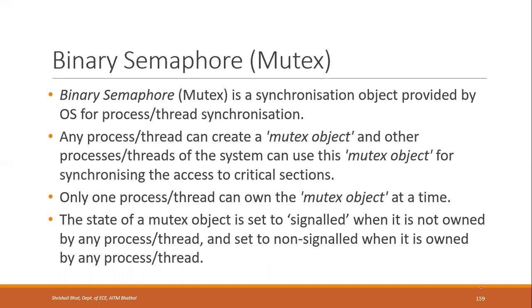Only one process or thread can own the mutex object at a time. The state of a mutex object is set to signaled when it is not owned by any process or thread, and set to non-signaled when it is owned by any process or thread. When it is already owned, it will be non-signaled, which means it is not available to the other processes. When it is not owned by any process or thread, it will be signaled, which means it can be taken by any process or thread.